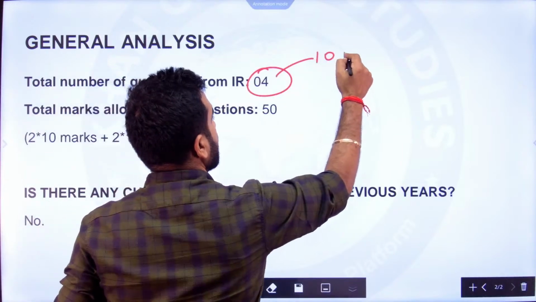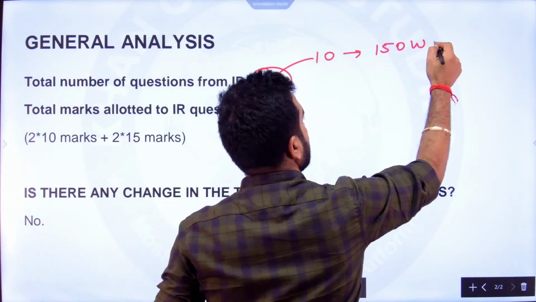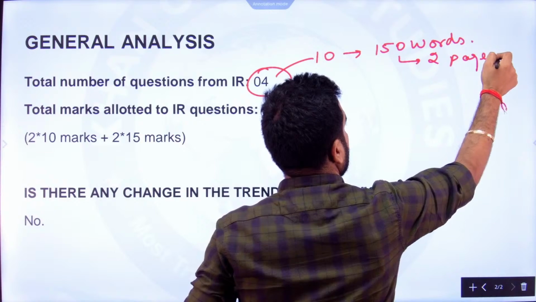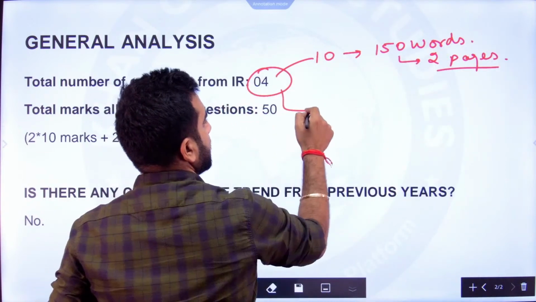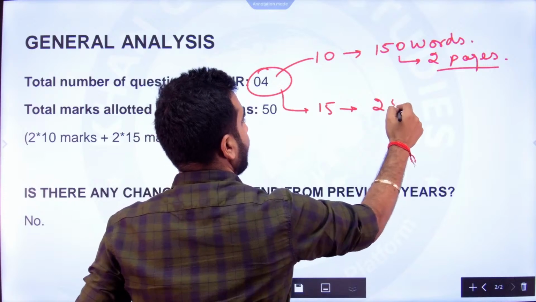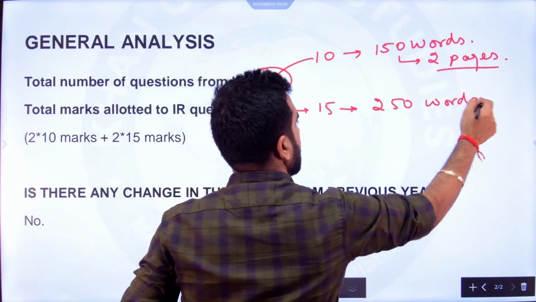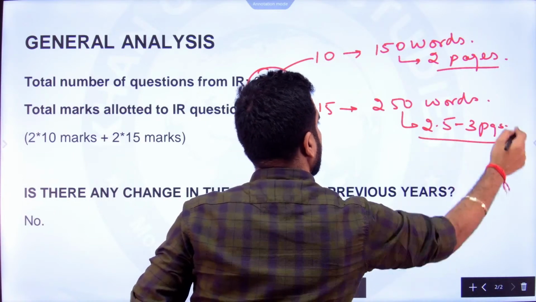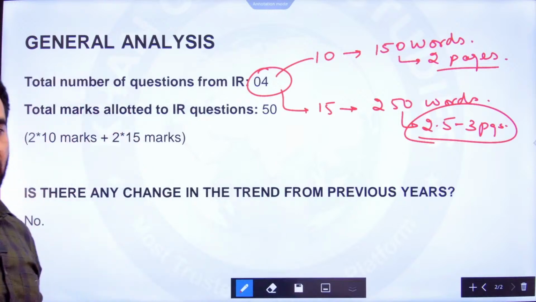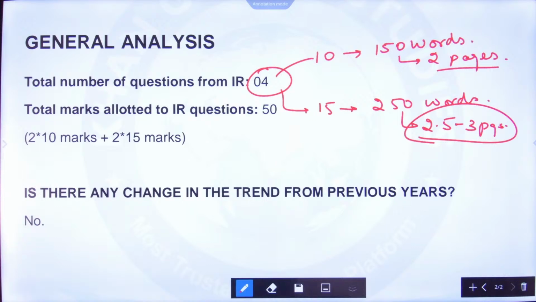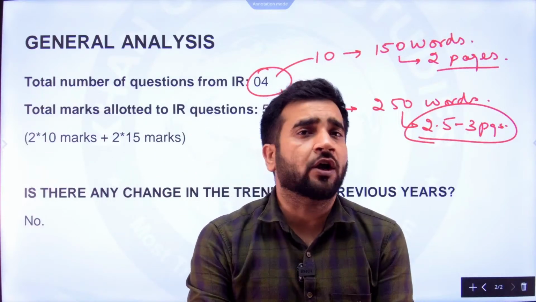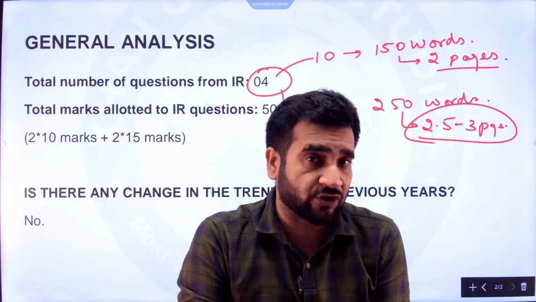Difference: in a 10 marker question, you have to write the answer in 150 words and you get 2 pages for writing the answer. In a 15 marker question, you have to write it in 250 words and you get 2.5 to 3 pages for this. This is what needs to be understood, the difference between these two types of questions, 10 marker and 15 marker. And accordingly, you need to frame your answers, you need to plan your answers.